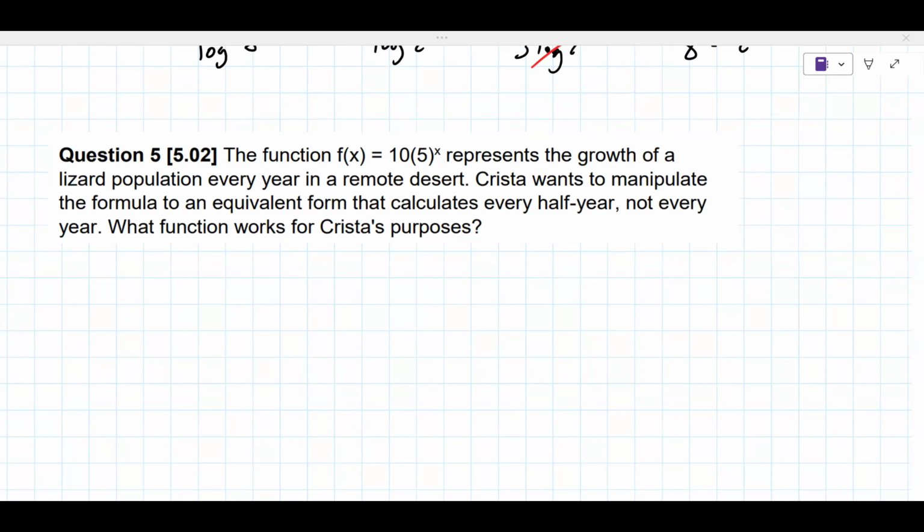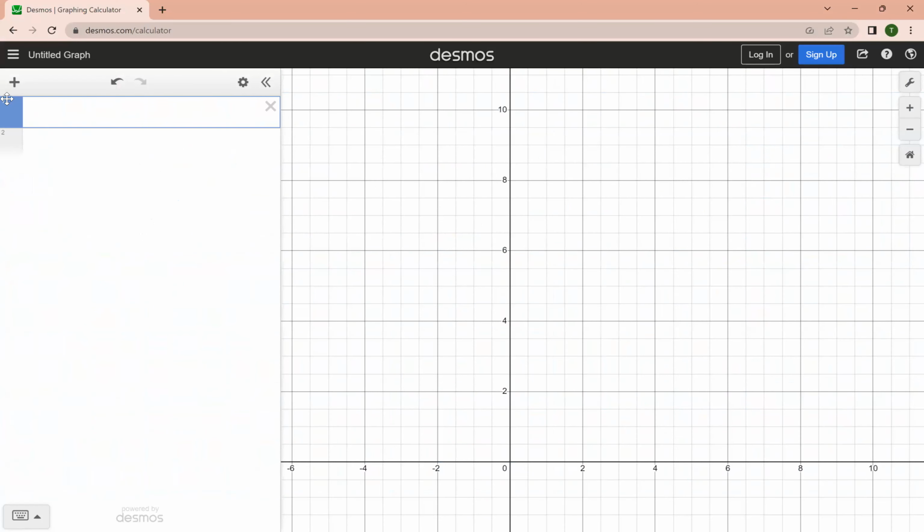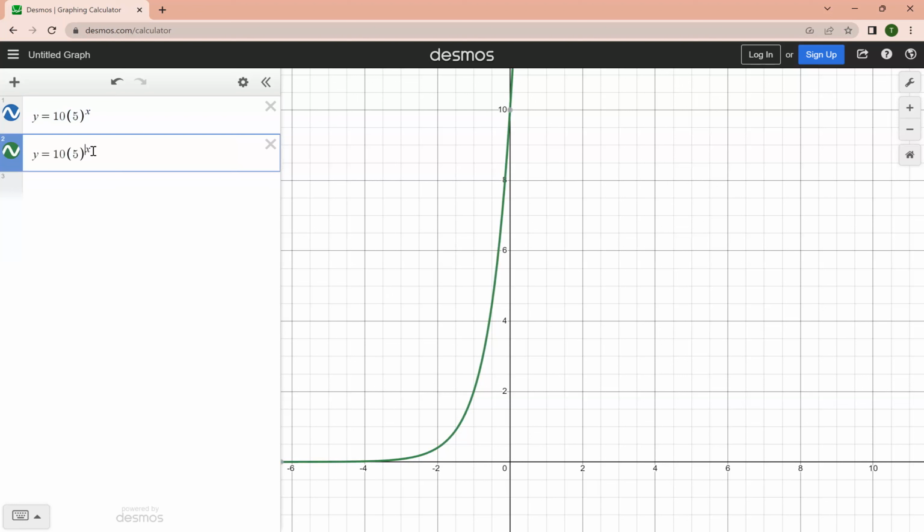Okay, so what we're gonna do here is go to the other screen because it's easier to do this graphically. If you're seeing my screen, y equals 10 to the 10 times 5 x. And then what we're looking for is something similar. So what do we do? If we want every half year, that's usually divided by 2. But see how those aren't the same? The question is, what if we change that? How do we make everything line up so the graphs are the same? What should we even manipulate to make it the same?